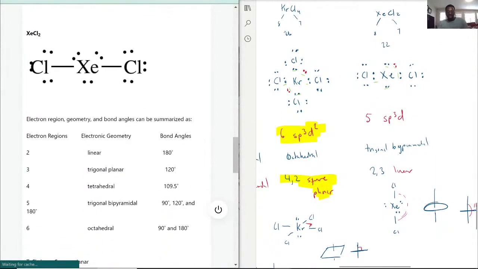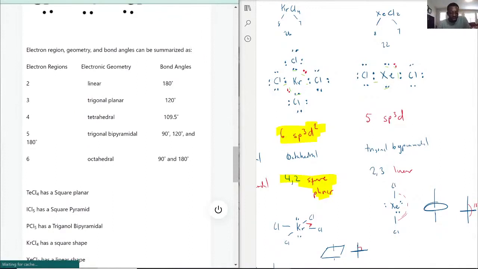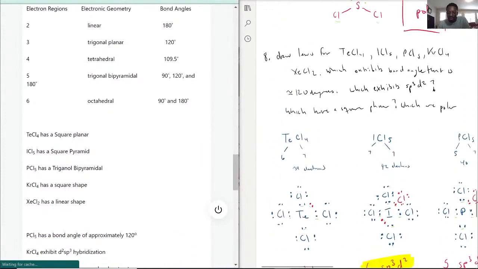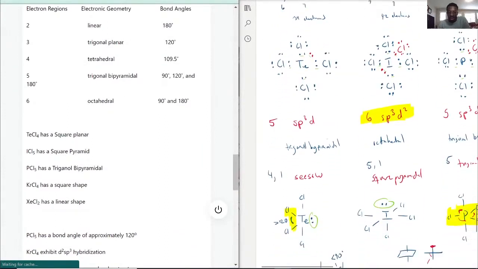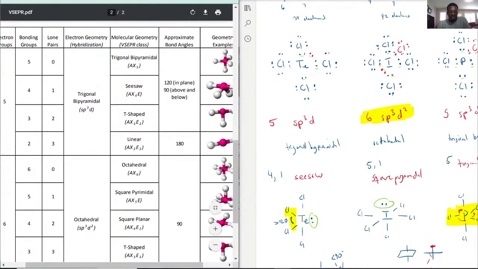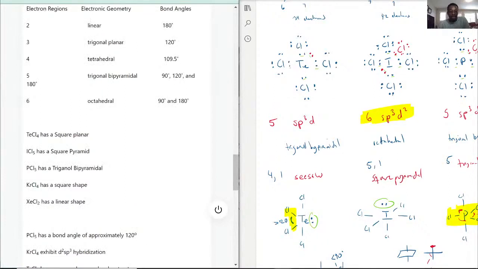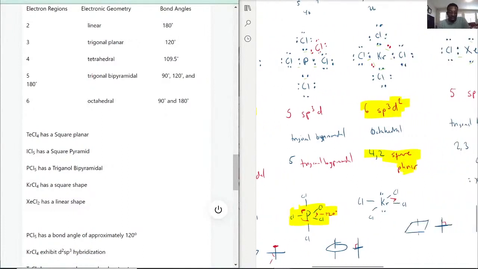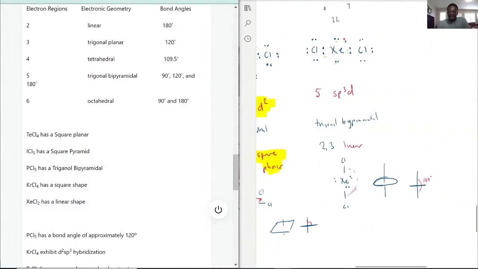So with this, we can skip over that because we've already gone over it. But TeCl4 has a square planar? No. ICl5, it's trigonal bipyramidal, and just to make sure I was looking at it correctly, 4-1 is seesaw. So that's incorrect. This question is already leaning towards the incorrect. But ICl5 has square pyramidal, which is correct. PCl5 has trigonal bipyramidal, correct. Square planar is what they mean here, so they don't have the correct name, but this is linear now.